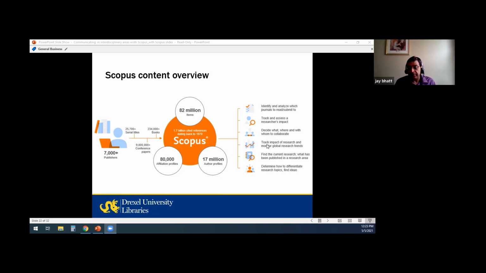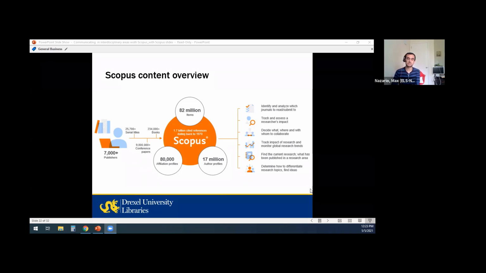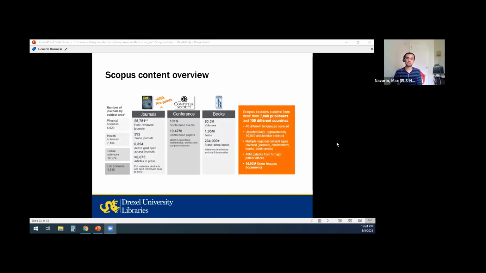I know Jay showed this slide already, but just to give you a sense of some of the information that's included in Scopus: Elsevier is also known as a publisher. However, the information that's in Scopus is, like Jay said, source neutral. It's coming from over 7,000 different publishers, from over 25,000 different journals, hundreds of thousands of books, and millions of conference papers. So it's a really enormous trove of information that you as researchers and students at Drexel have access to.